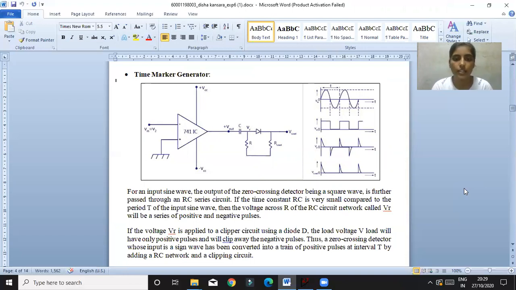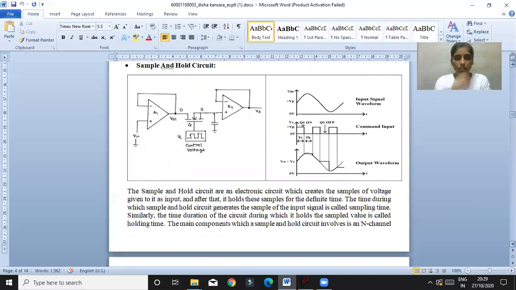The voltage across R of the RC circuit network, called VR, will be a series of positive and negative pulses. So this is the time marker circuit, where in our output we get spikes in the output waveform.